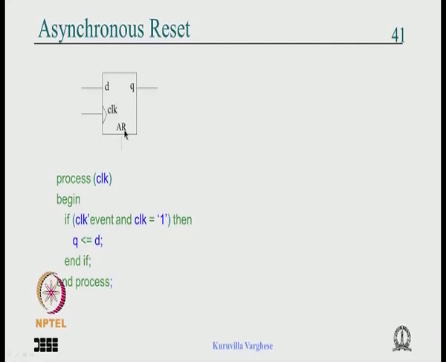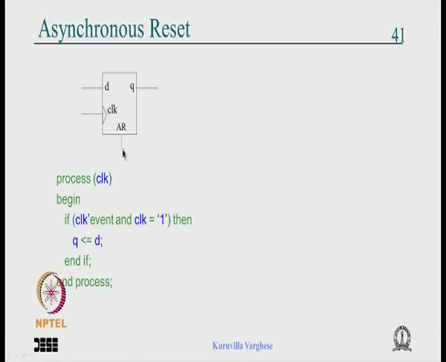Synchronous means it is synchronous with the clock. Asynchronous means anytime you assert this, anytime you make it 1, Q goes to 0 irrespective of the clock. Clock may be high or low. There are some timing requirements with respect to the clock, but let us ignore that part. In real life there is some timing restriction with respect to the clock. We have not learned the basics regarding that, so we will ignore it for a while.